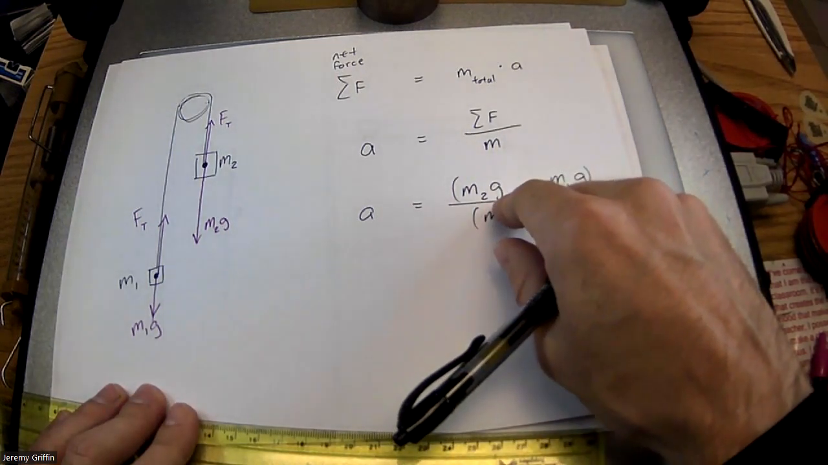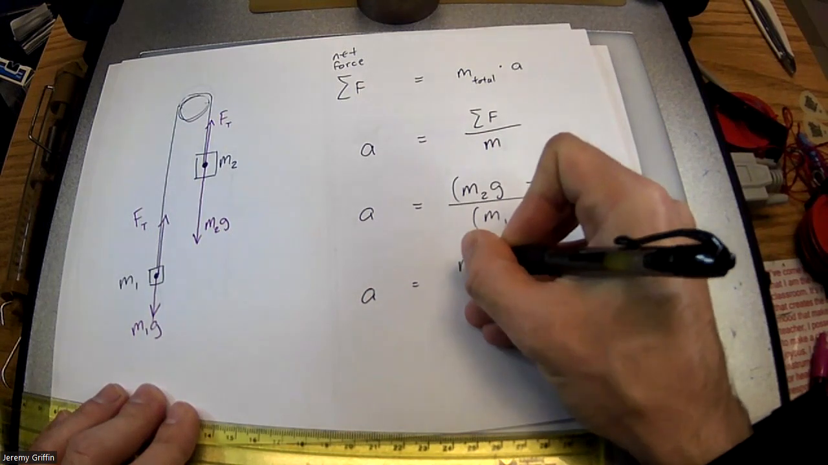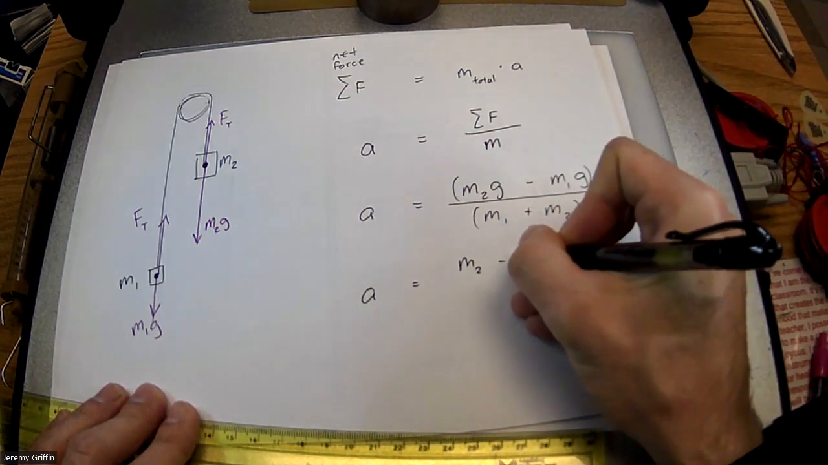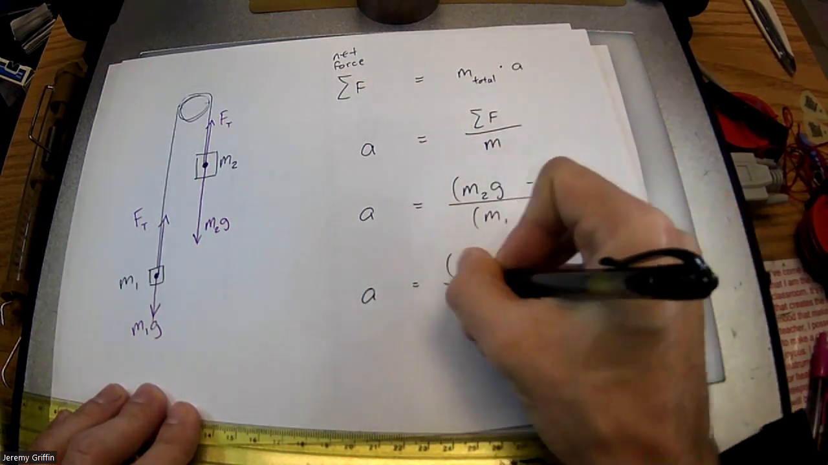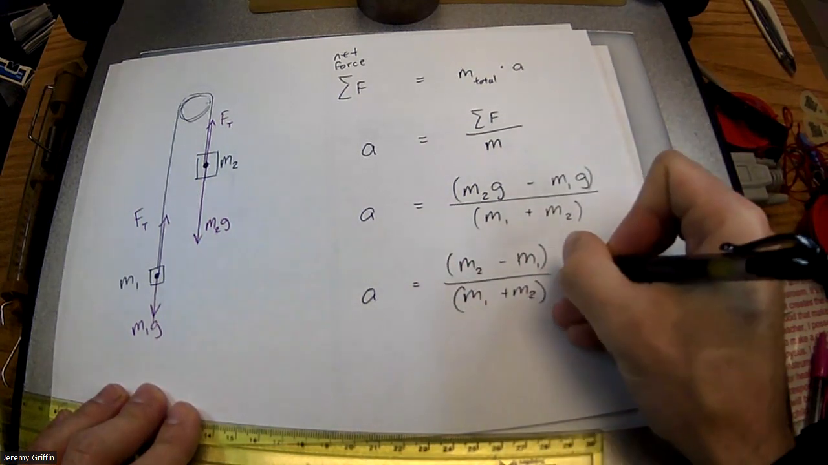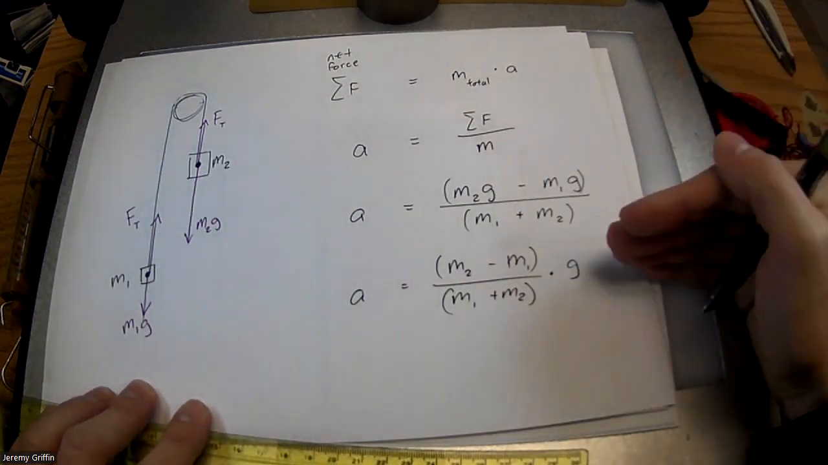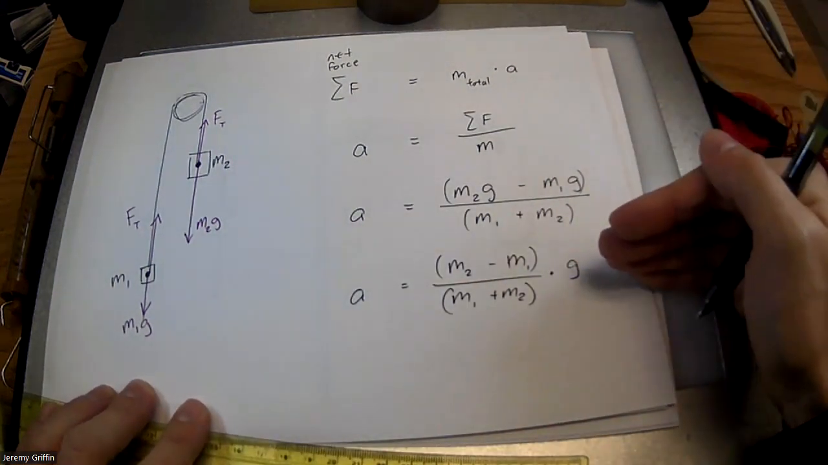I could factor out that G, couldn't I? If I want to, I could say the acceleration is the difference of masses over the sum of the masses, times gravity. So this is a valid answer. This is the same thing, just slightly differently written.